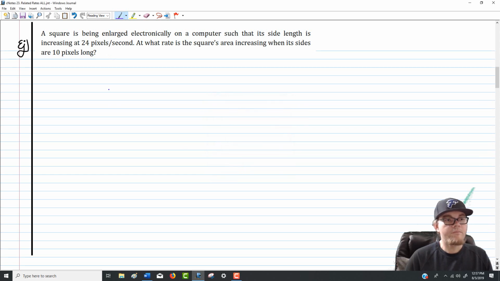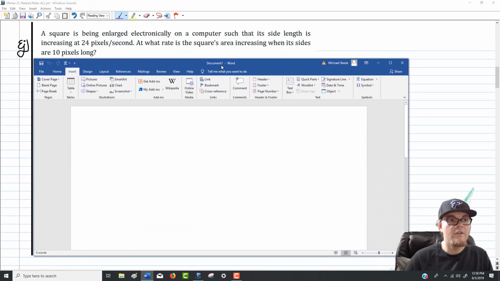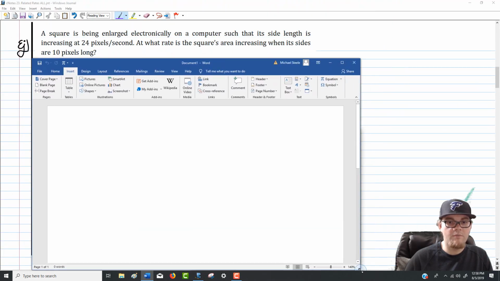So in this question, we are told that a square is being enlarged electronically on a computer such that its side length is increasing at 24 pixels per second. At what rate is the square's area increasing when its sides are 10 pixels long? Now this is a little bit weird to start with, but I'm starting with a very simple problem because it's one that I can actually demonstrate for you. So I'm going to see if I can cheat this process a little bit.